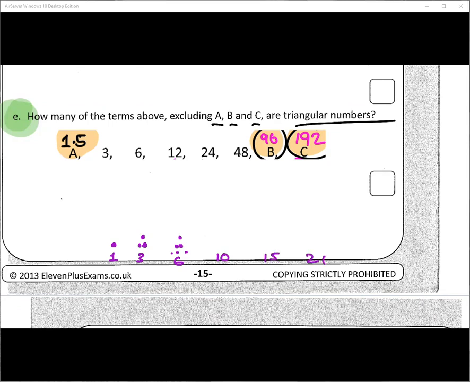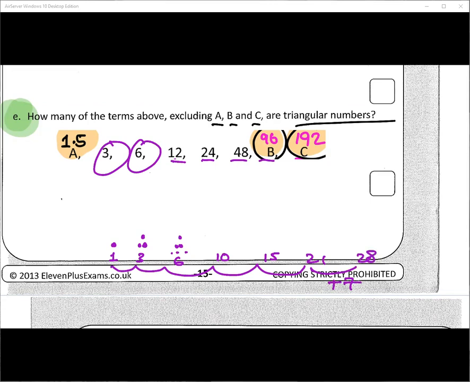So which one of those are triangular numbers? Got 3 there and a 6. Okay, so if you look through the triangular number set, will we have any of these other numbers in there? 1, 3, 6, 10, 15, 21. So add 2, add 3, add 4, add 5, add 6. The next one's going to be add 7.